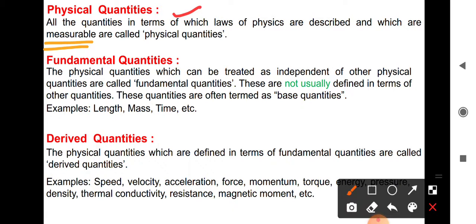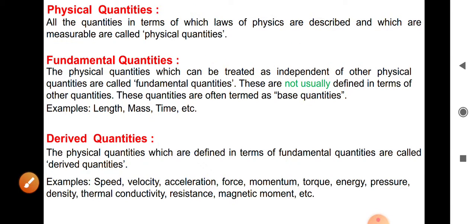Next, fundamental quantities, also known as basic quantities. What are fundamental quantities? Fundamental quantities are those quantities that do not depend on any other quantities, like length. Length does not depend on other quantities. Mass does not depend on other quantities. Time. So these are examples of fundamental quantities or basic quantities.